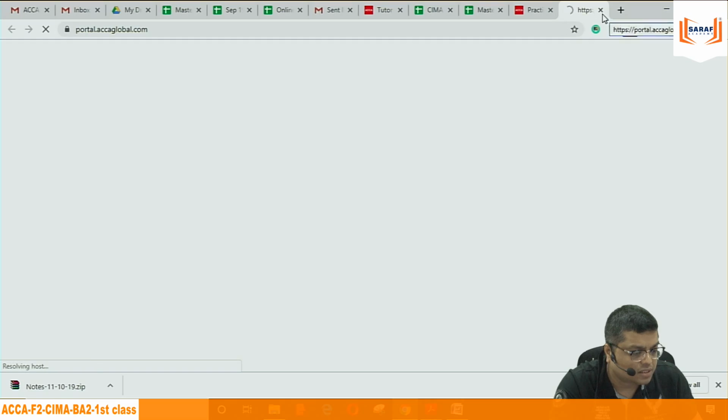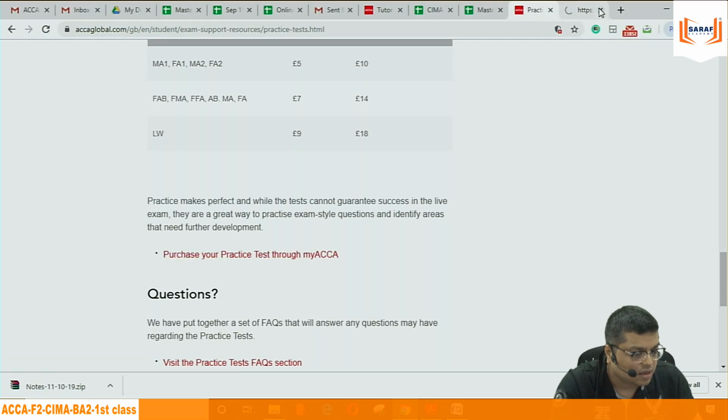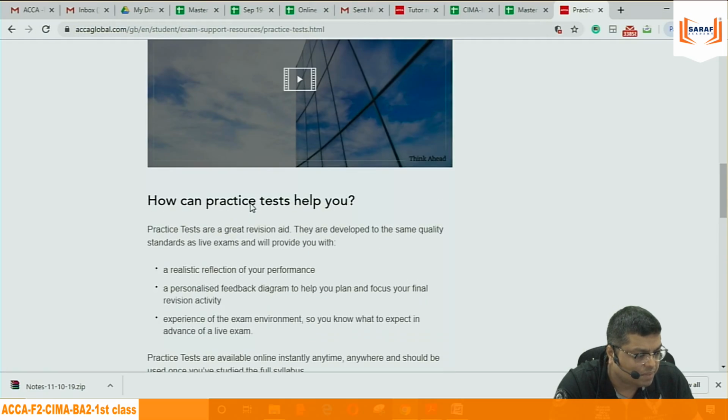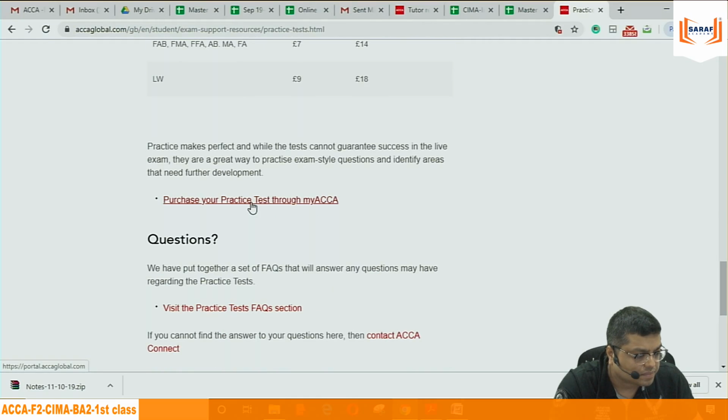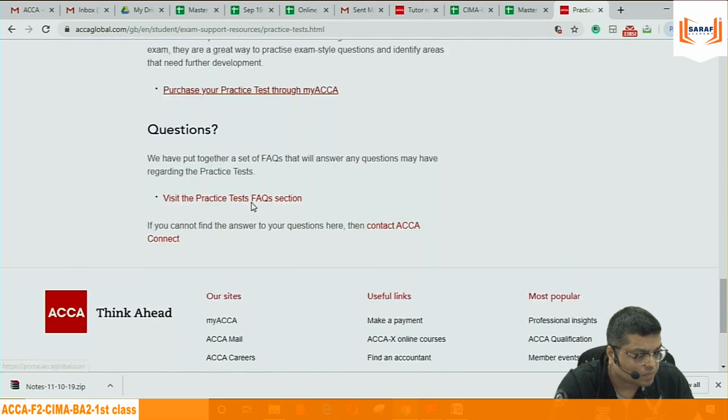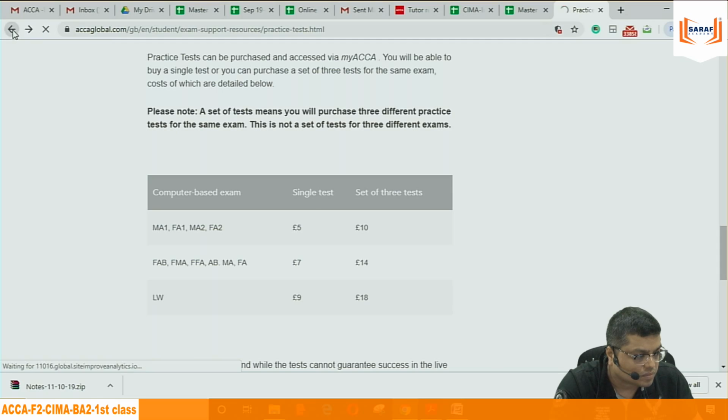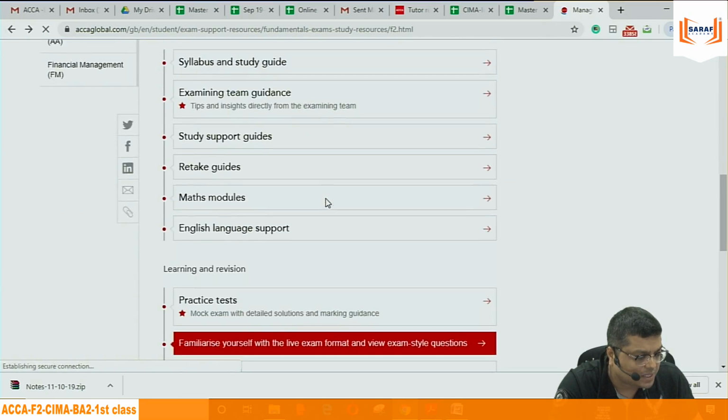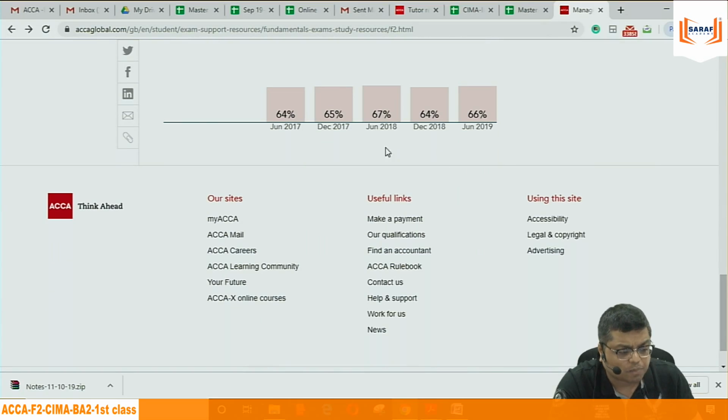Sorry, this is purchase. I don't want to purchase for the time being. So I'm going into a specimen. Achha, one second. The pass percentage in the last 2.5 years.